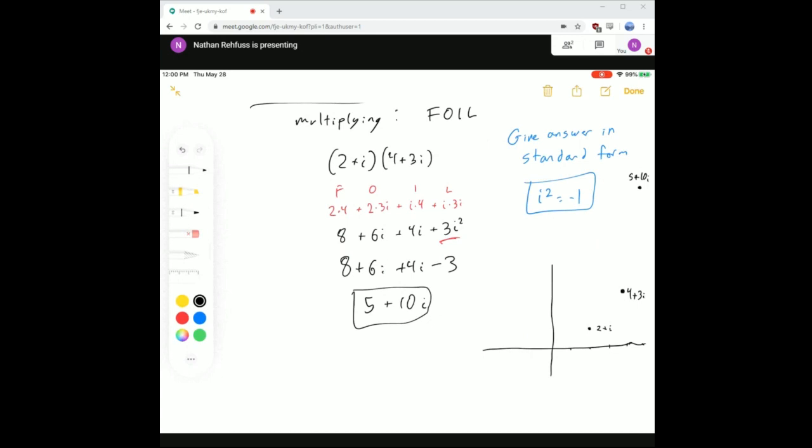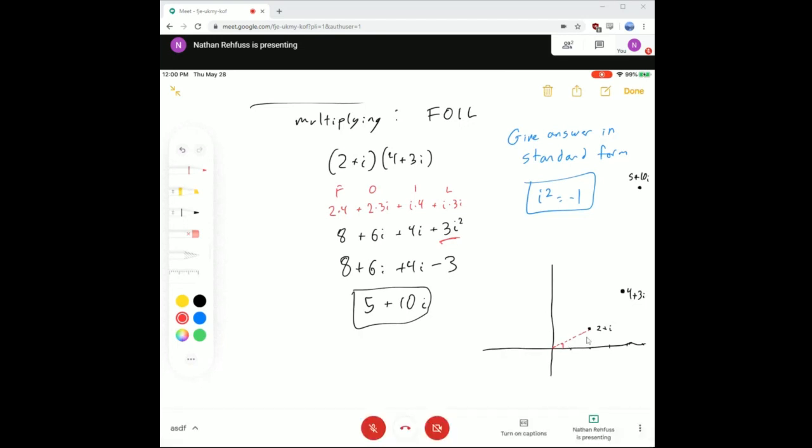Okay. All right, here's what I mean. 2 plus i. To get there from the origin, I have to go in this direction. I want to think about this angle and this distance. We actually know from the distance formula, this side is 2, this side is 1. So this distance is the square root of 5. It's the square root of 2 squared plus 1 squared.